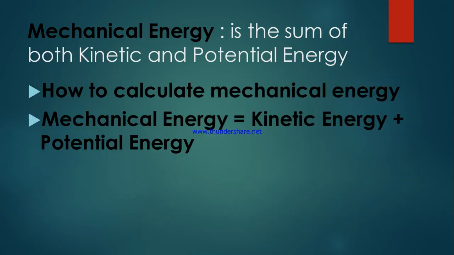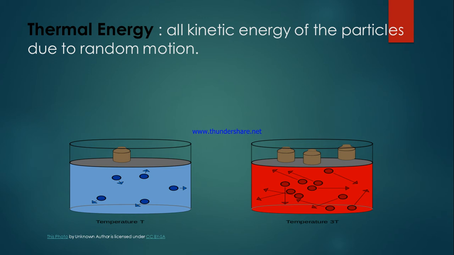If we talk about mechanical energy, we can simply say that mechanical energy is the sum of both kinetic and potential energy. In order to calculate it, you simply need to know the kinetic energy and add it to the potential energy, and put the value in joules, the measuring unit.